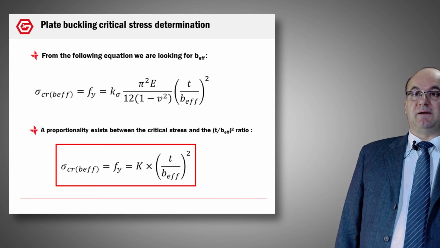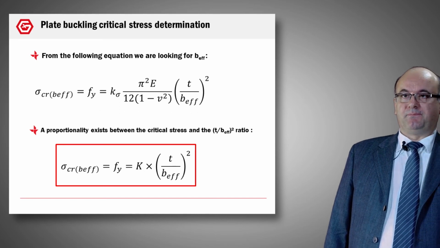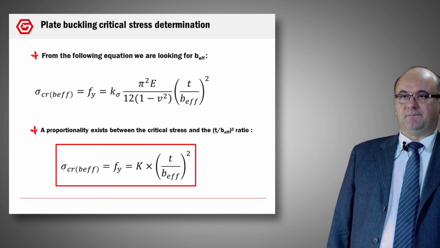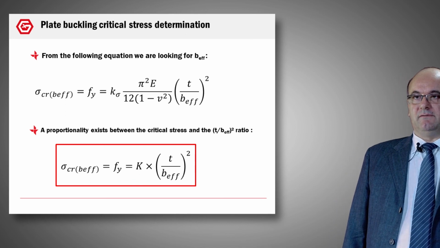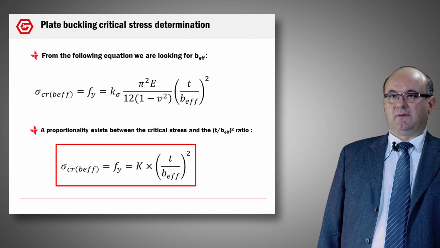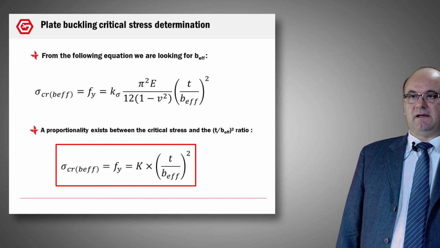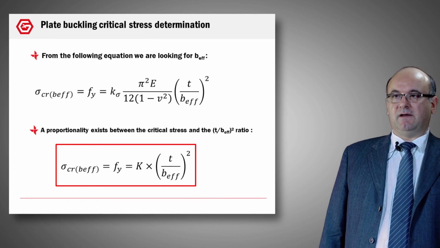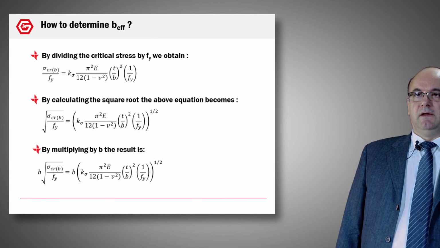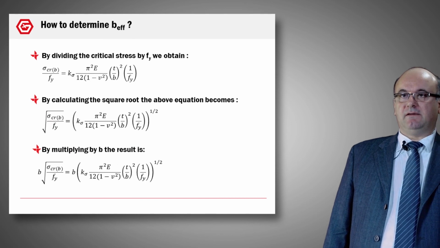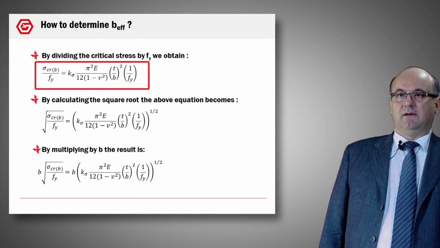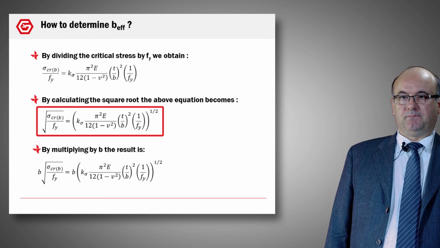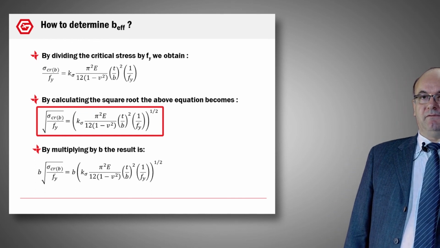Okay, now we are going to determine the plate buckling critical stress. We know that the critical stress function of B effective is fixed to Fy, and this gives a formula that was determined in the first slide. In fact, this formula can be simplified with a k coefficient multiplied by the ratio T divided by B effective squared. By dividing the critical stress by Fy, we obtain this formula. If we continue, by calculating the square root, the above equation becomes this formula. If we multiply by B, we obtain this expression.